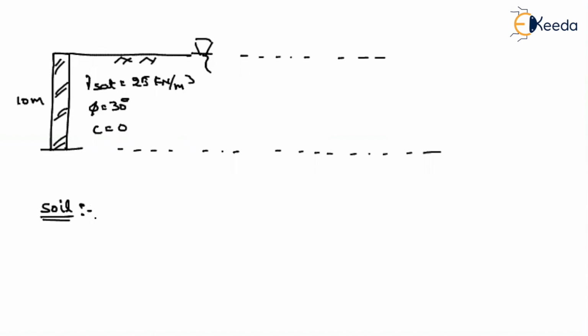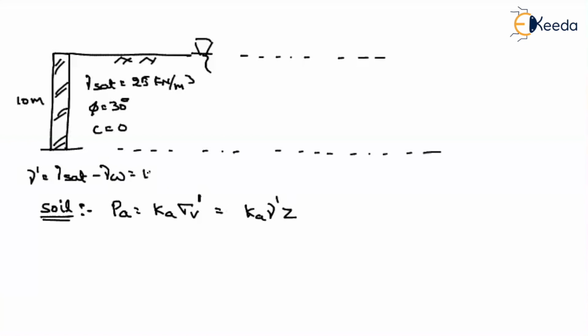Because of the soil, how to find the variation? That will be equal to Ka into sigma V. As we are taking only the soil, here we have to use the effective stress. That will be equal to Ka into gamma dash into Z. What is the gamma dash value? That can be written as gamma saturation minus gamma W. Gamma saturation is given as 25. Gamma W, let us consider 9.81. If you solve this, how much will you get? 15.19 kilonewton per meter cube.